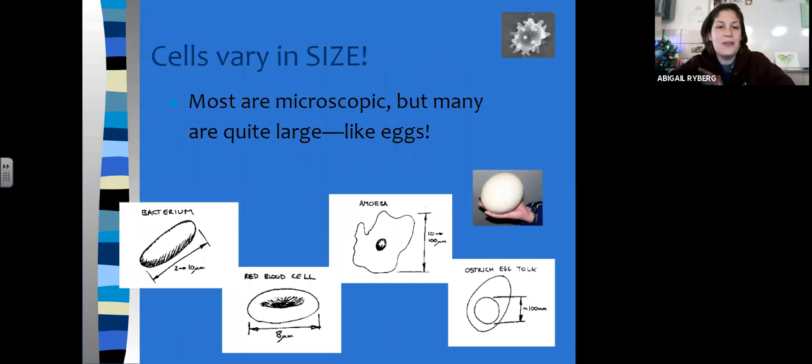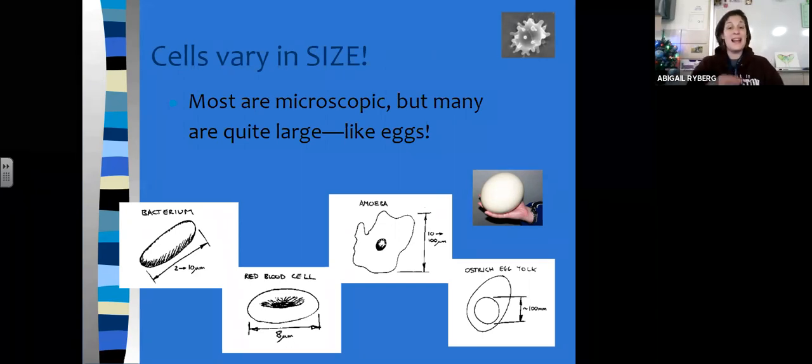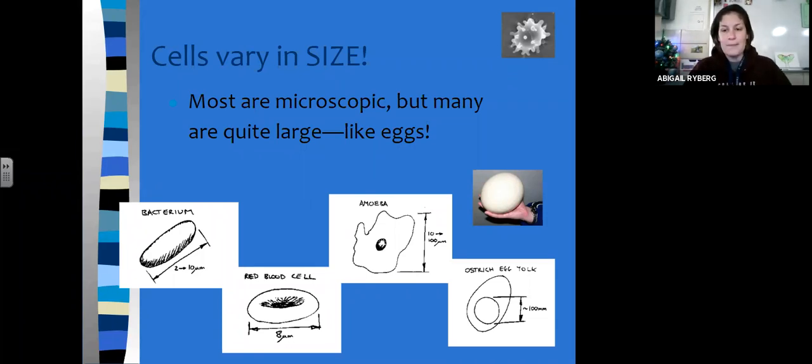Keep in mind that cells vary greatly in size. Most cells are microscopic, which means you cannot see them with just your naked eye. But many cells are quite large. A chicken egg that you might have for breakfast is actually just one cell. Every egg is just one cell. You can see the image here. That's an ostrich egg. And that's one cell, and you can see how massive it is.